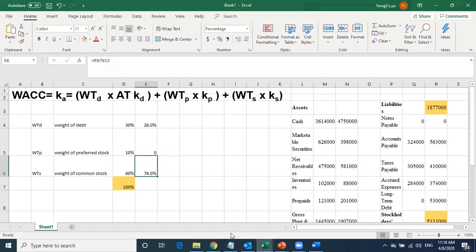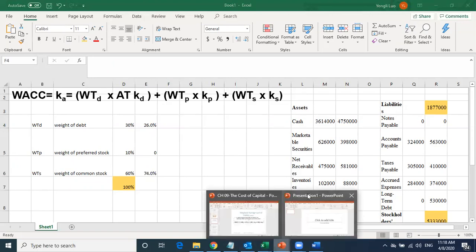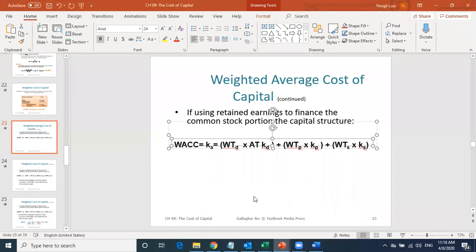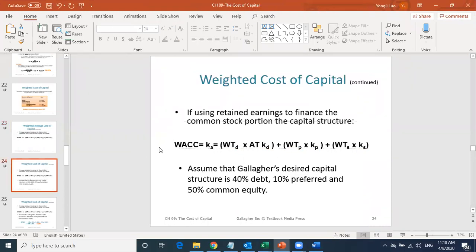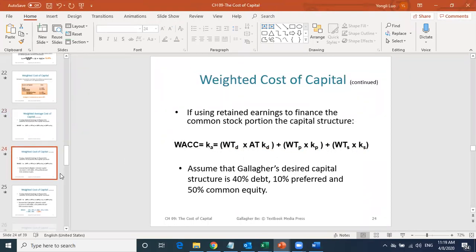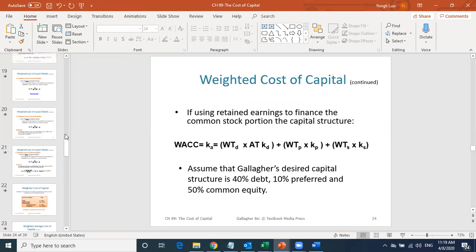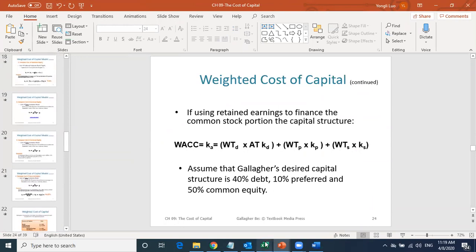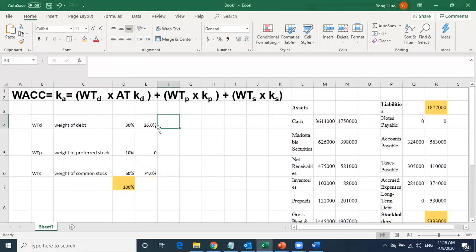Now, last time we talked about the cost of debt. If this is 10%, it's the after-tax cost of debt. And then we have the weight, and then we have the cost of debt.